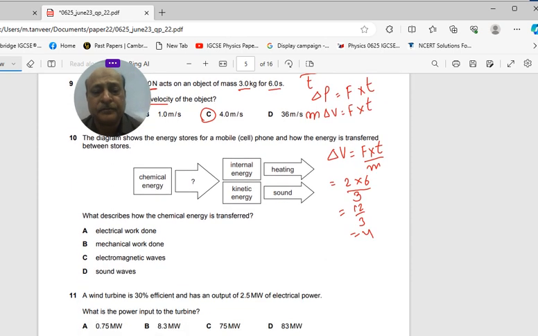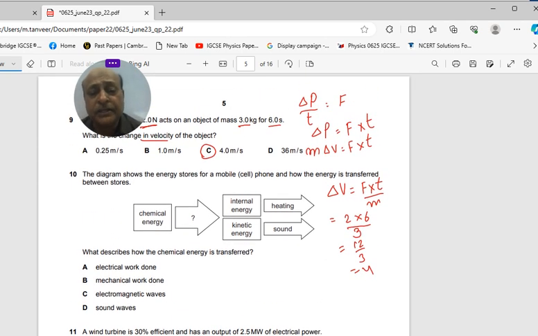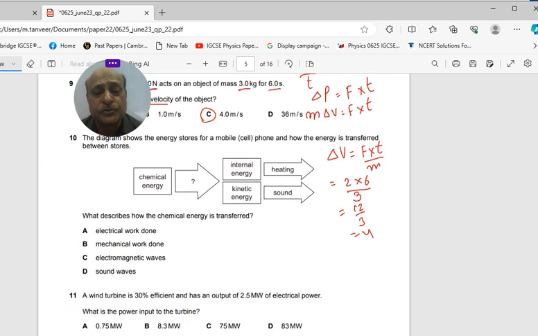Question number 10. Diagram shows the energy stored for a mobile or cell phone, and how energy is transferred between the stores. First, chemical energy. Then you have to choose the correct option. It is converted into internal energy, kinetic energy, heating energy, and sound energy. That is the final output.